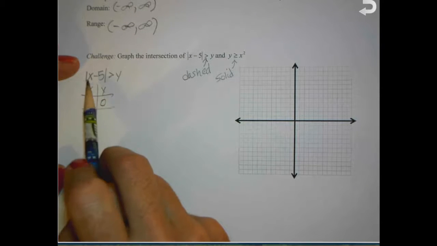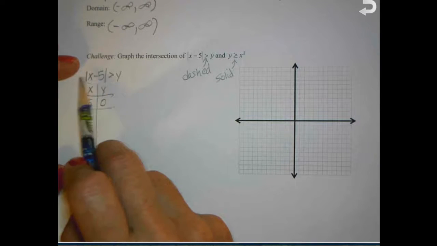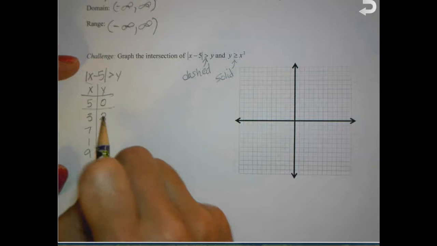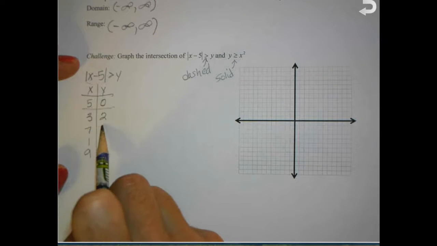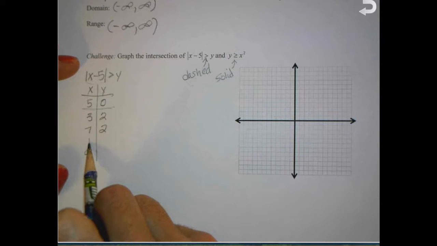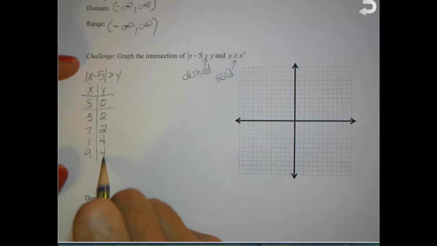Put in the 3, so I have 3 minus 5, that's going to be a negative 2. Take the absolute value, it's a positive 2. 7 minus 5 is 2, take the absolute value, still 2. 1 minus 5 is negative 4, take the absolute value, positive 4. 9 minus 5, 4, take the absolute value, still a 4.